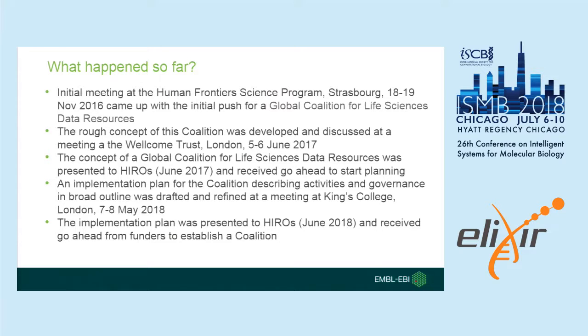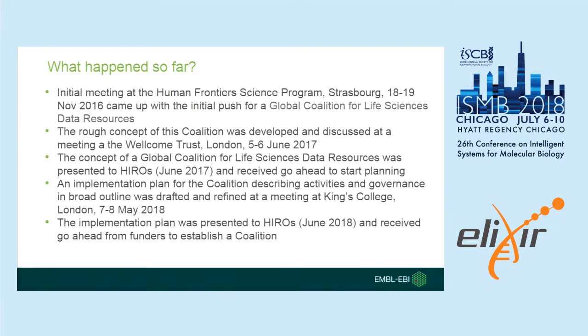Then we worked on an implementation plan describing activities, governance, and a broad outline that was drafted and refined at a meeting at King's College in London in early May this year. And in June, this implementation plan was presented again to the HEROES group and received the go-ahead from the funders to establish a coalition and to build a proper business plan to move it forward.